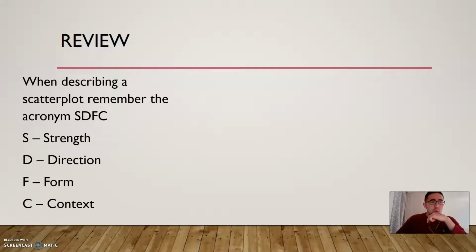Just as a review, what we've gone through so far is when you see a scatter plot, you need to talk about four different things, okay? The strength, the direction, form, and context, okay? A good way to remember this acronym is Sum Dum Frickin' Calculation. I know you guys like that.